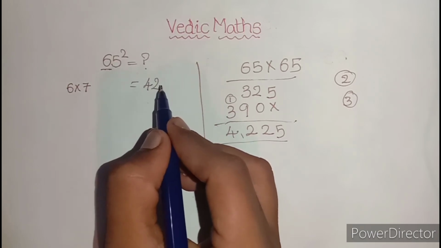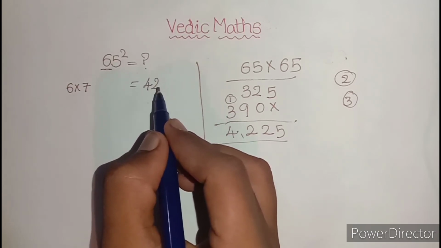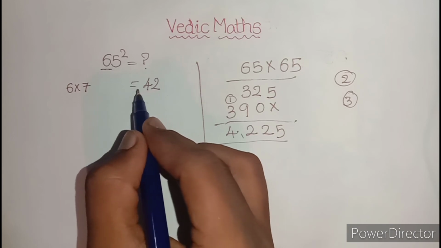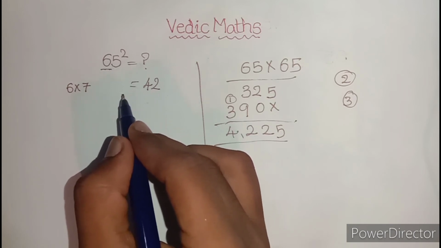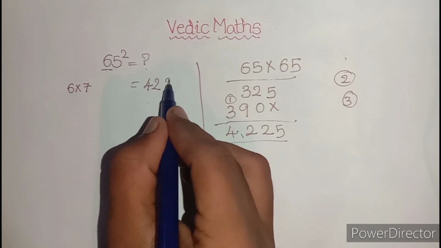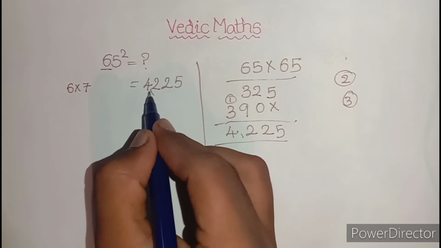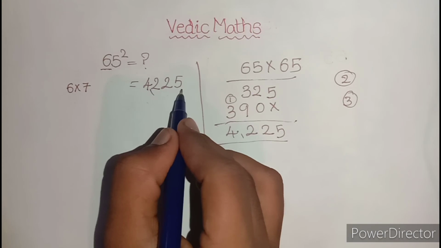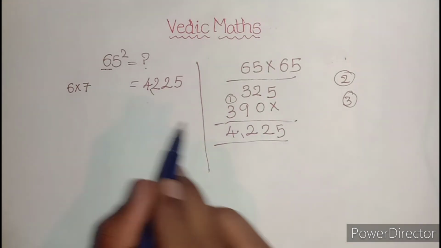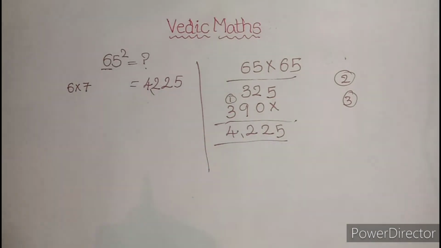And step 2: write 25 at the end of the product from step 1. So the product in step 1 is 6 sevens are 42. So here we have to write 25 at the end. So 4225. See friends, compare both answers. See how fast we have calculated, within 2 seconds.